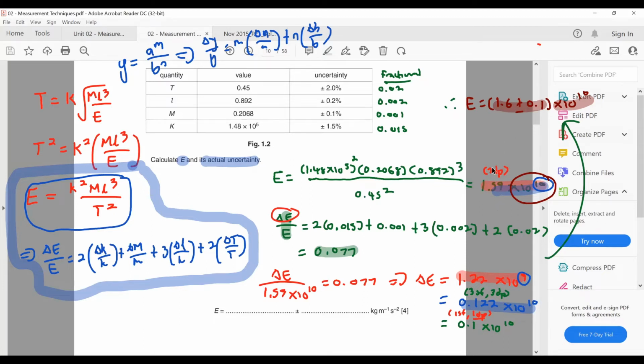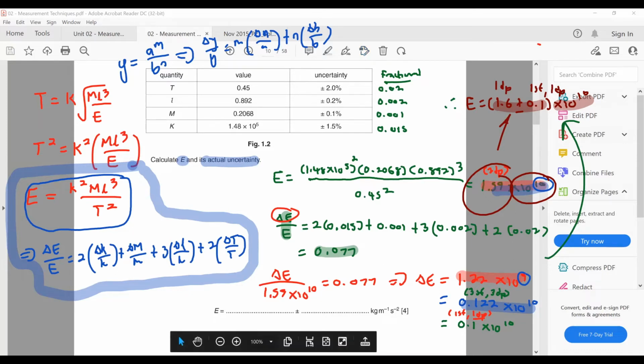So this one originally was at 2 DP. You need to change it to 1 DP. So this is 1 SF, 1 DP. This is 1 DP. Okay, right? So that one is okay.